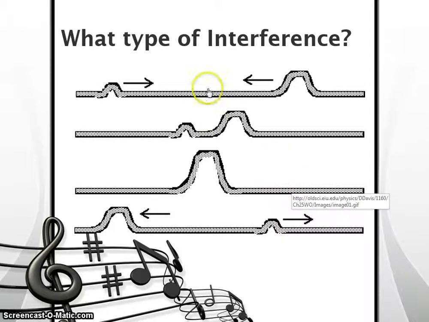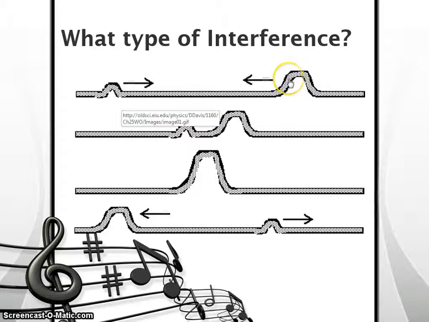Same thing here. In this example, what type of interference did you see? Well, there's a hill and a hill. They come closer, finally they meet, and you guys tell me when we get back to class, did you decide whether this was constructive or destructive interference?